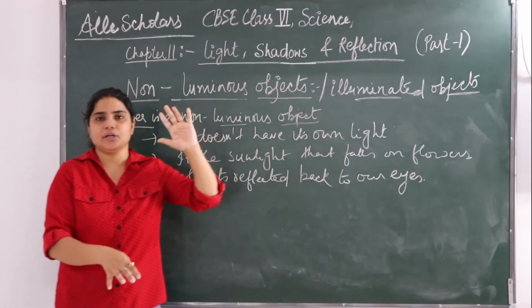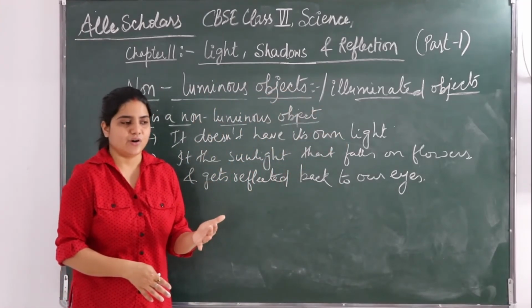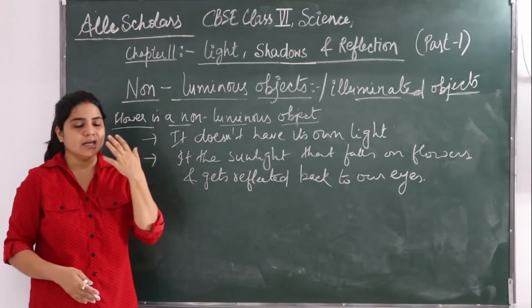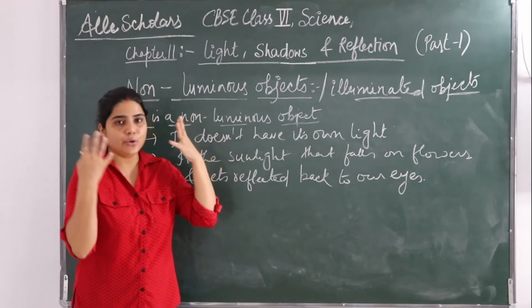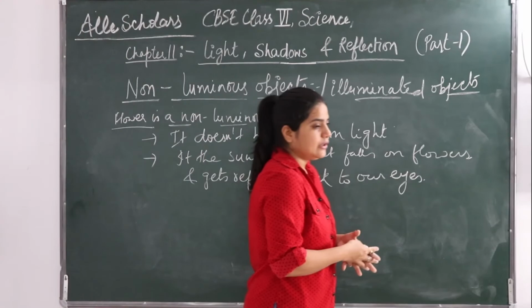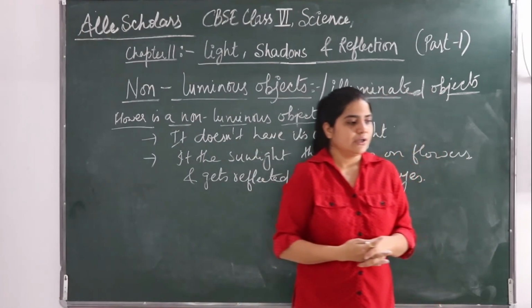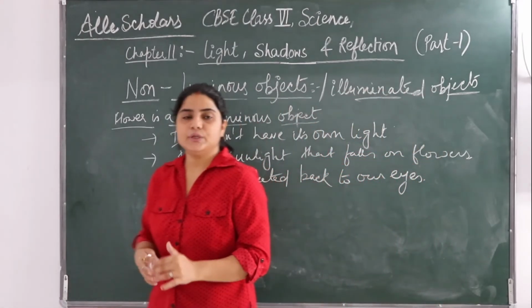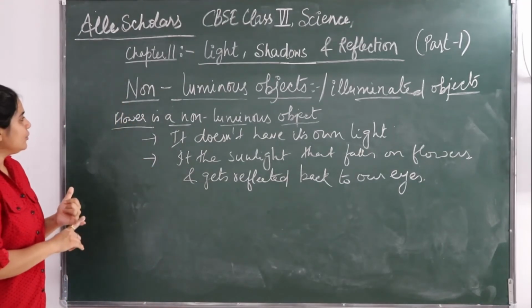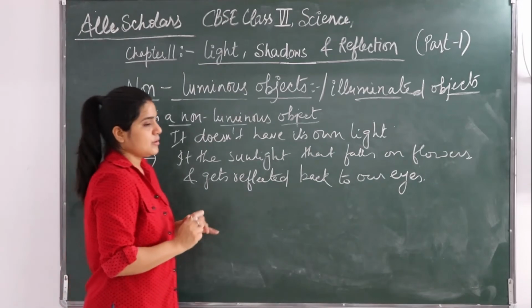It's not the direct sunlight which we are seeing, but it is falling on a particular object, reflecting back to our eyes, and we can see the table, we can see the chair, we can see this board, you can see me. All these are because sunlight is reflected in all the directions. Okay, fine, and we are able to see different objects. So this was about luminous objects and non-luminous objects.